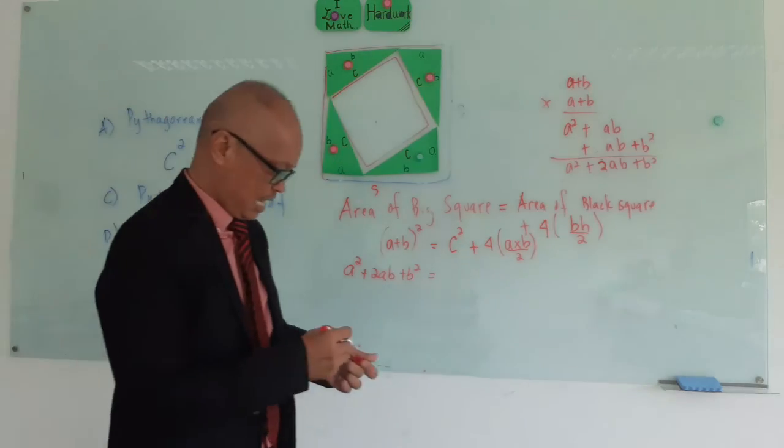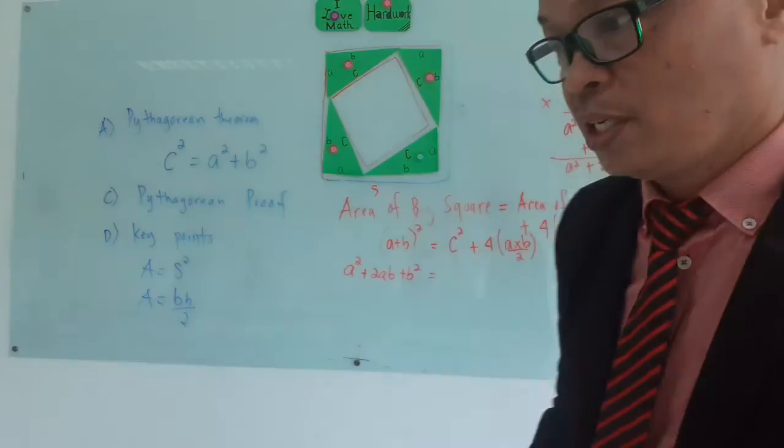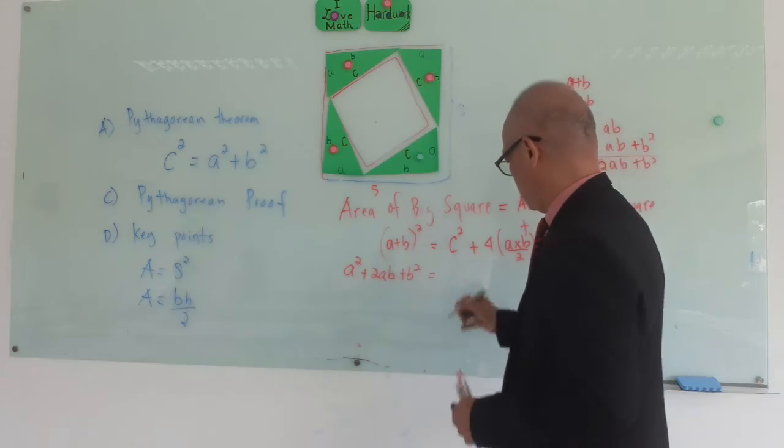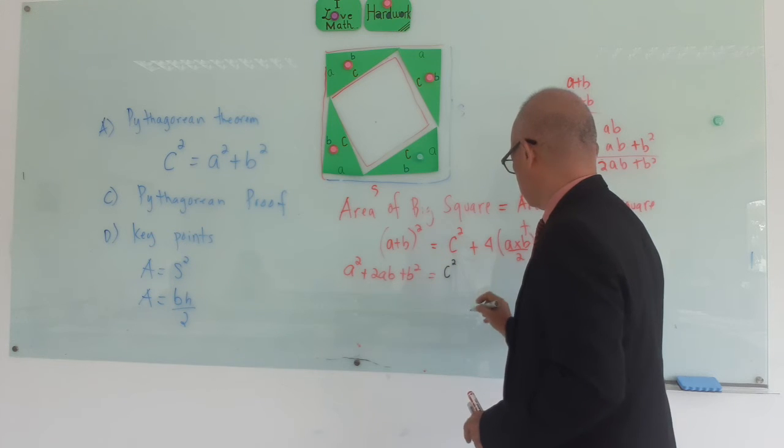Now, the right side. What happened here? C squared. What happened here?